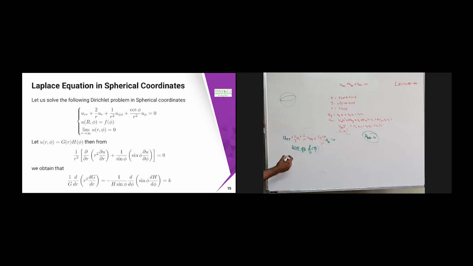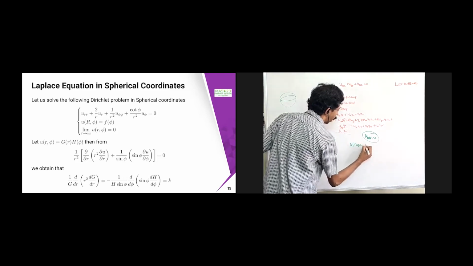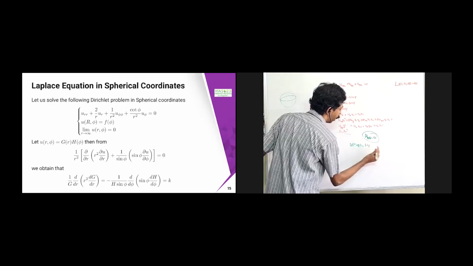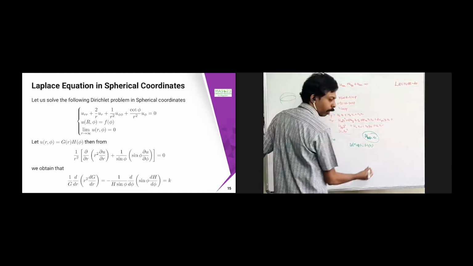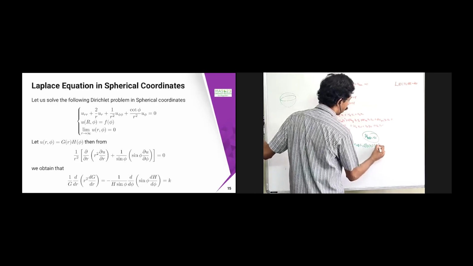And then we have another condition: limit as r tends to infinity, u of r comma pi equal to 0. So these are the two conditions given, and you need to solve this. Once again, you are going to use the variable separable method. Use u of r comma pi equal to g of r into h of pi, the same thing.